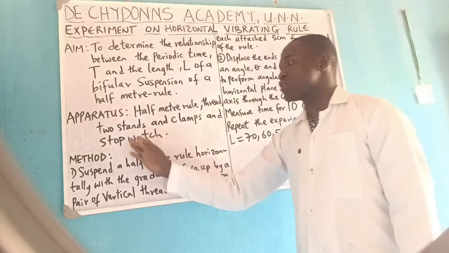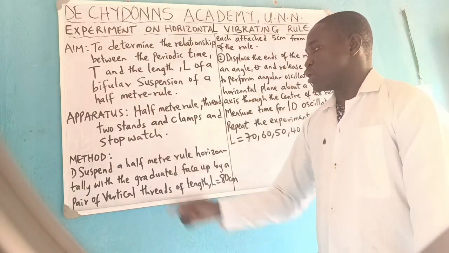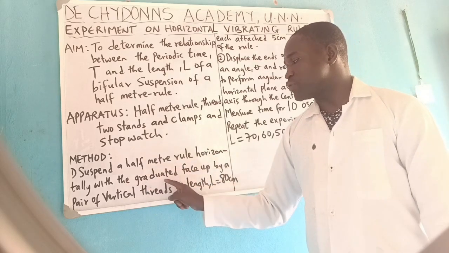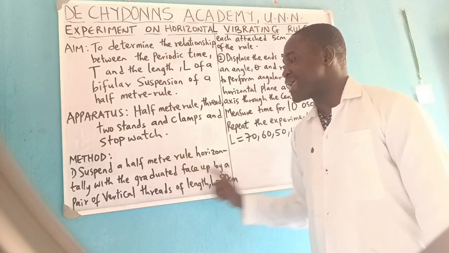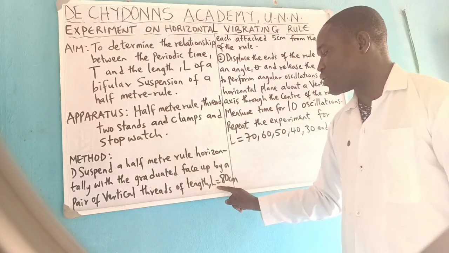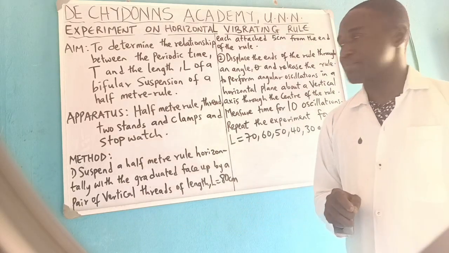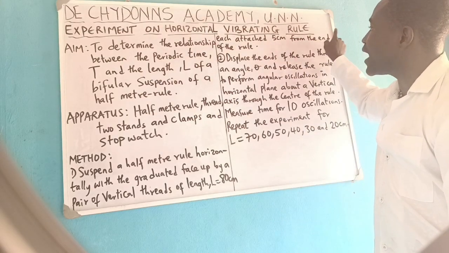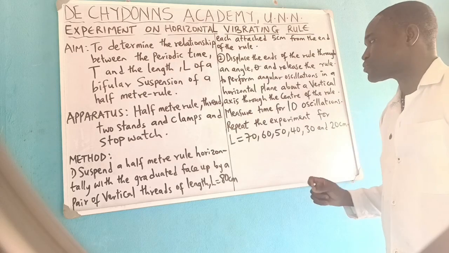Let's go to the method or procedure. Suspend a half-meter rule horizontally with the graduated face up by a pair of vertical threads of length L equal to 80 cm, each attached 5 cm from the end of the rule.